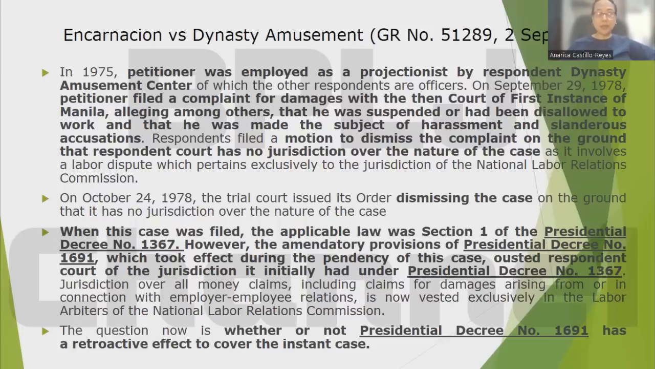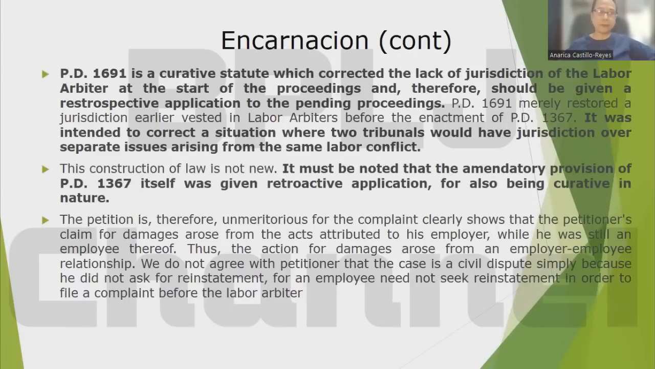So it ousted the respondent court of the jurisdiction it initially had under Presidential Decree number 1367. Now the question is whether or not Presidential Decree 1691 has retroactive application. Remember that it took effect during the pendency of the case. The case is already filed and is already being heard. Can you still make it apply to the pending case? The Supreme Court said PD 1691 is a curative statute which corrected the lack of jurisdiction of the labor arbiter at the start of the proceedings and therefore should have been given retrospective application.